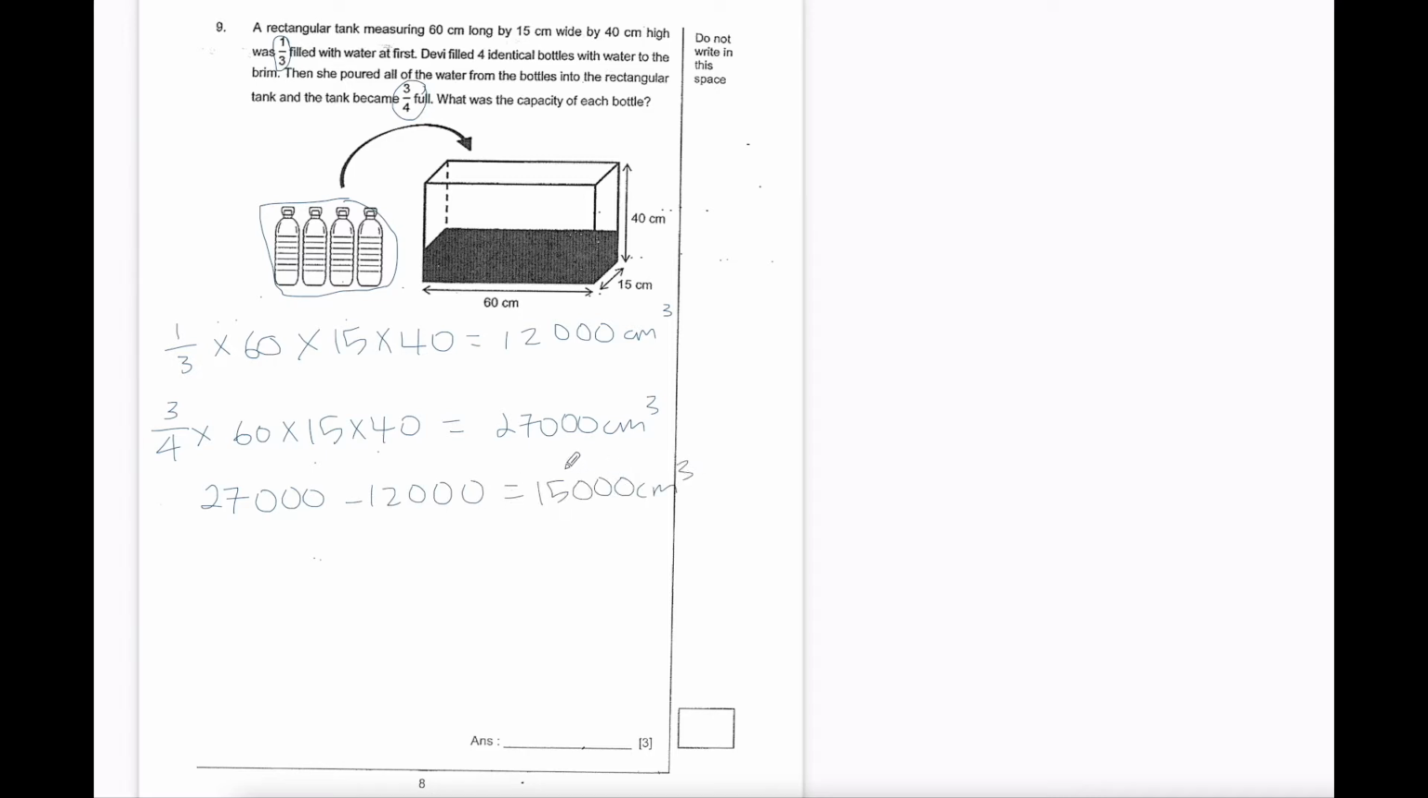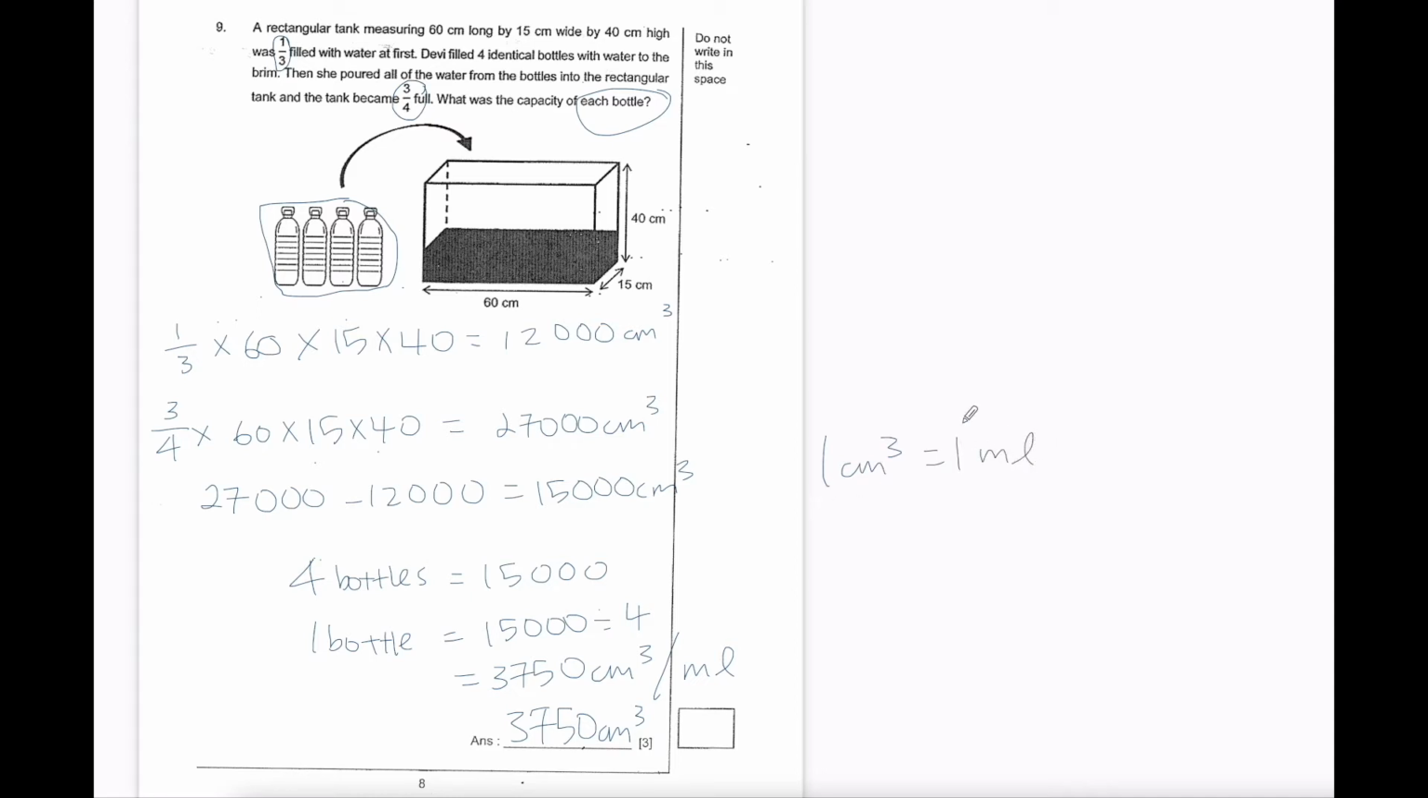Okay, and this is going to come from 4 bottles. So what's the capacity of each bottle? 4 bottles, 15,000. Okay, 1 bottle will just be 15,000 divided by 4. I'm going to get 3750 cm cube. That's it. If you want to leave your answer in ml, it's okay also, because 1 cm cube equals 1 ml, so it doesn't matter, it's the same units.